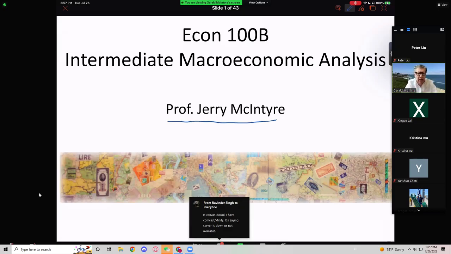I think Canvas is up now. I've been using it all morning. I think sometimes you might have to refresh your Canvas page or close the tab and then reopen it if there's something funky going on in the back end. Most important thing, Ravinda, is that you're here, okay?